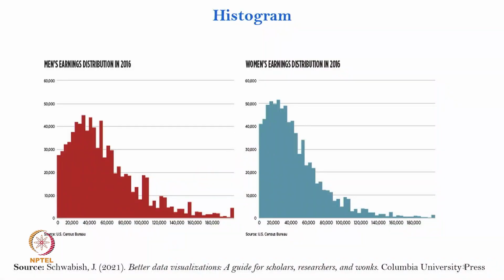See, here is an example, it shows on the screen. It's showing two histograms, which are the distribution of the earnings of men, the men's earning distribution in 2016, and women's earning distribution in 2016.